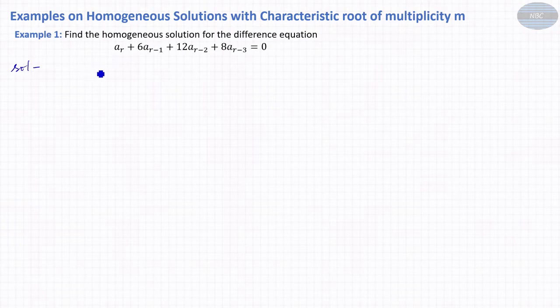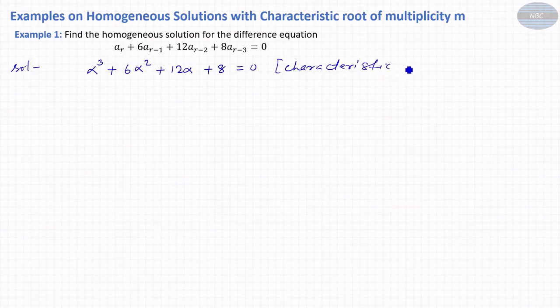So it can be written as alpha cube plus 6 alpha square plus 12 alpha plus 8 is equal to 0. Okay, so this is the characteristic equation. Now we'll find out the roots of this particular equation.